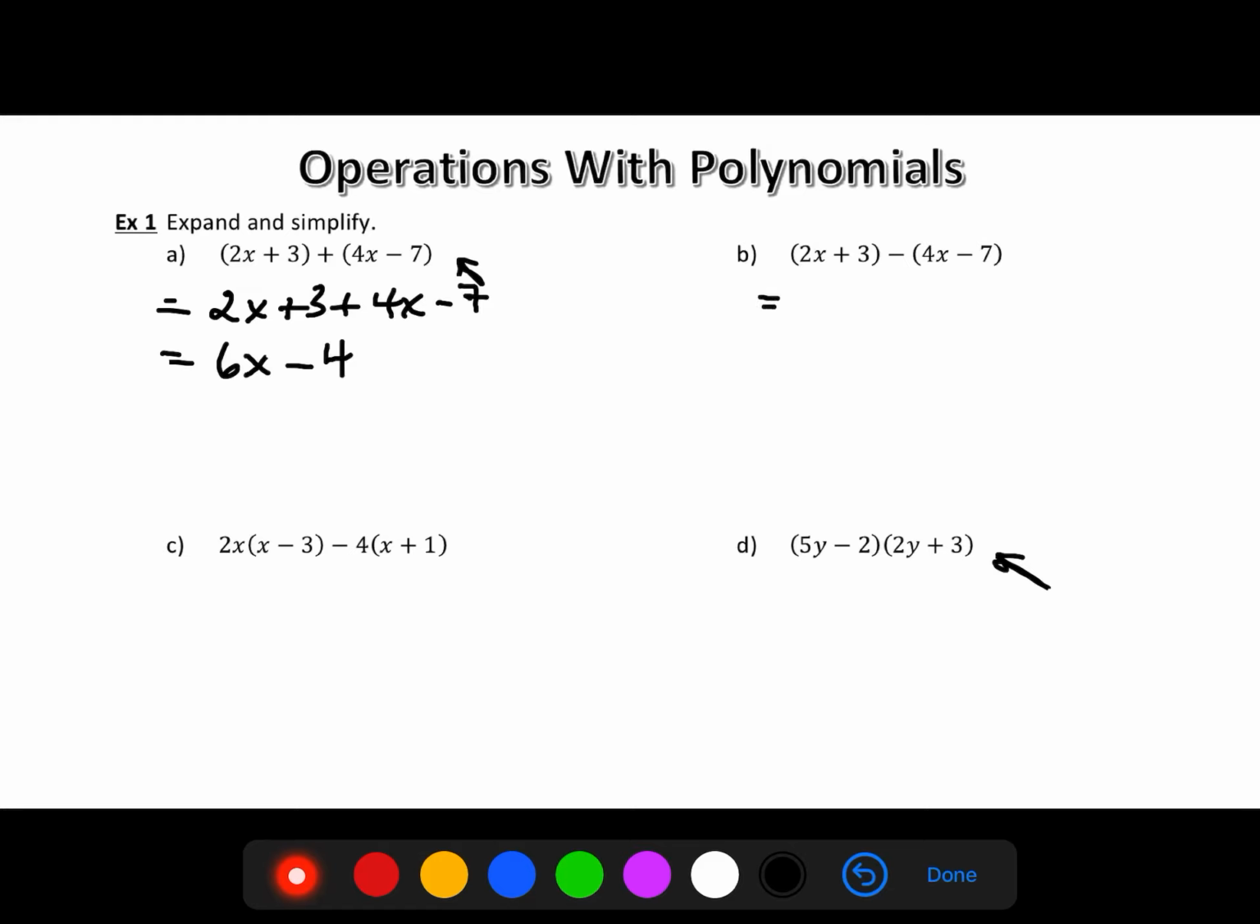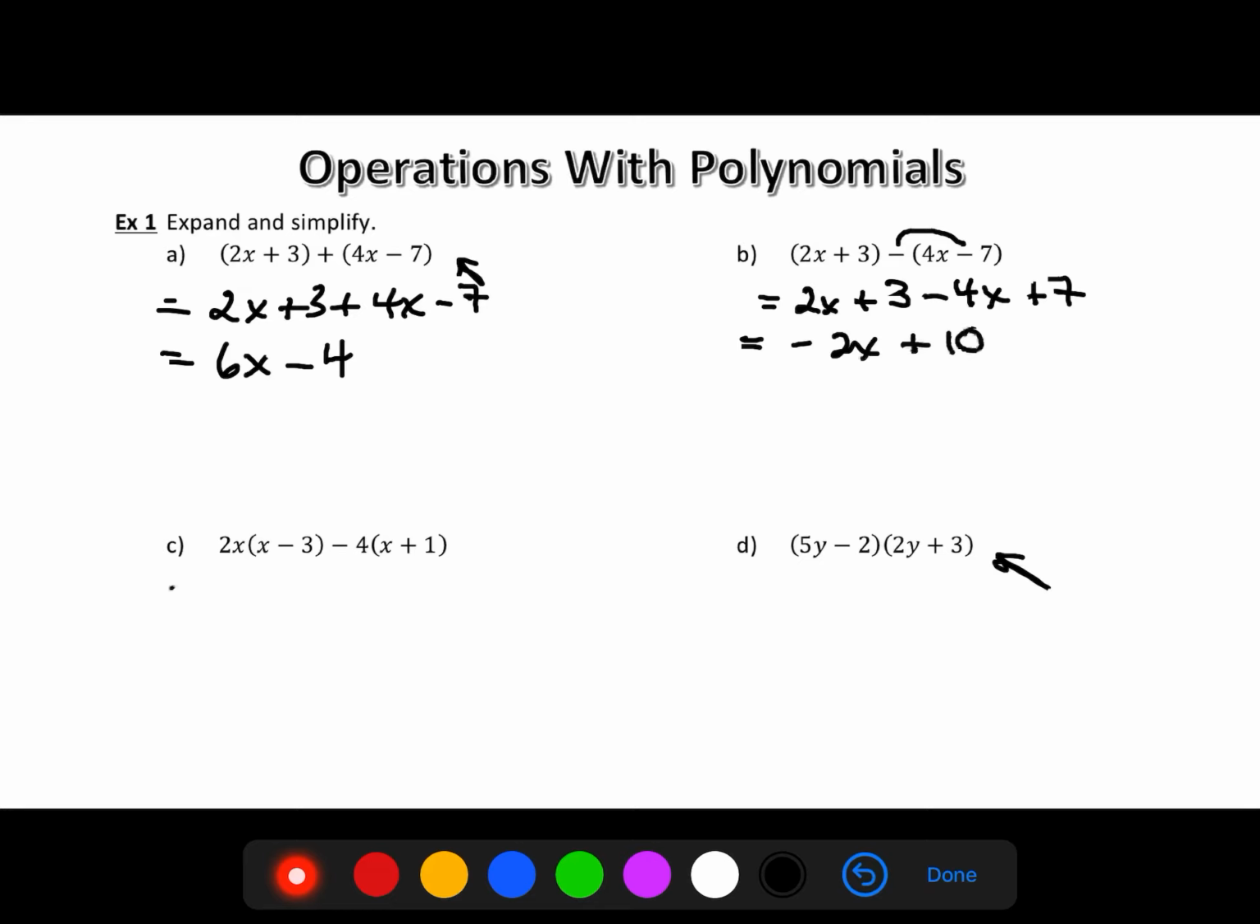For part B, notice that we have a subtract in between here, which means that everything in that second bracket has to be subtracted. So we're going to have subtract 4x. Watch, we have a double subtract. Remember, if we have a double sign, subtracting a negative means that it turns into a plus. So we basically just change the signs of everything in the second bracket if we are subtracting it. So 2x minus 4x means we have negative 2x. 3 plus 7 means we have plus 10.